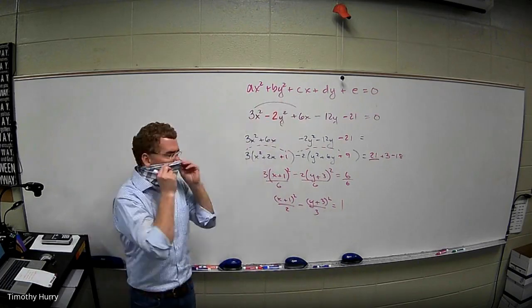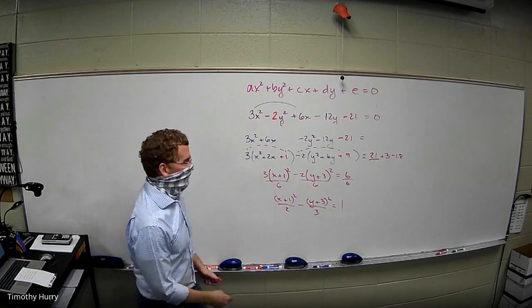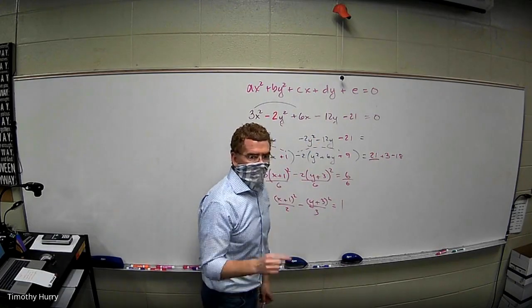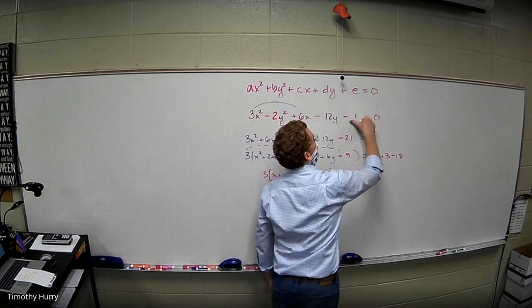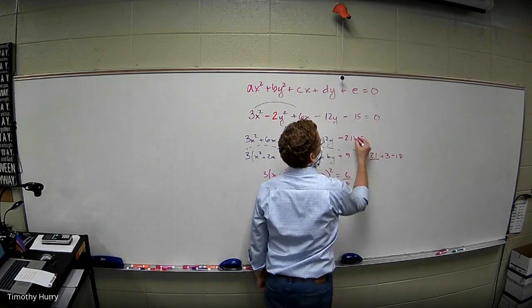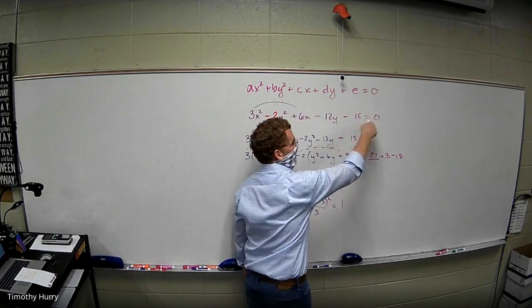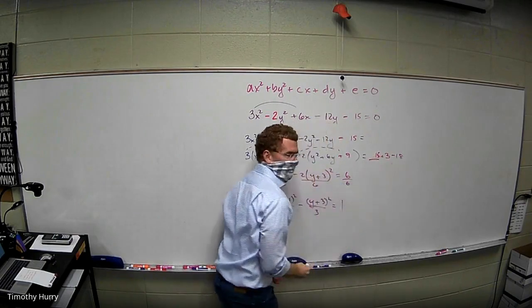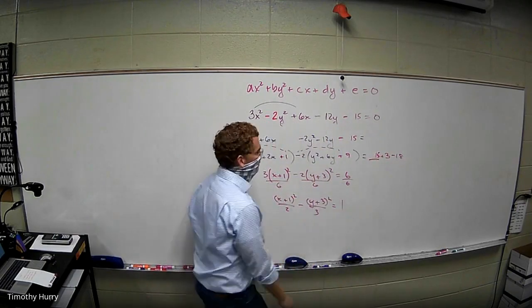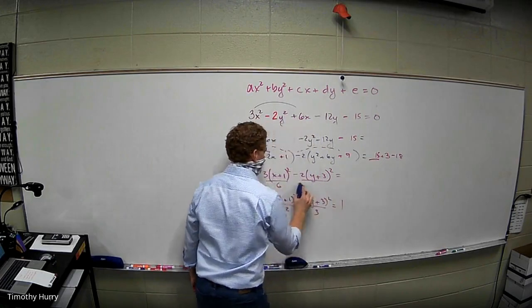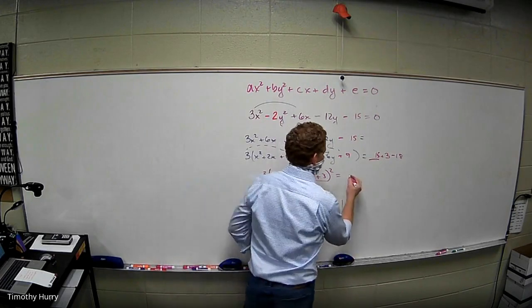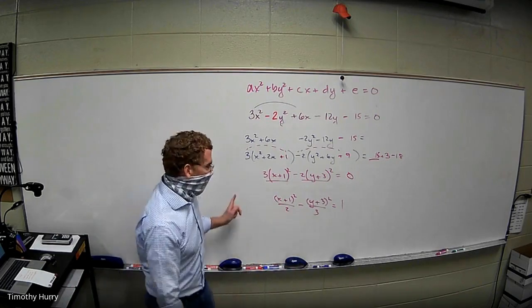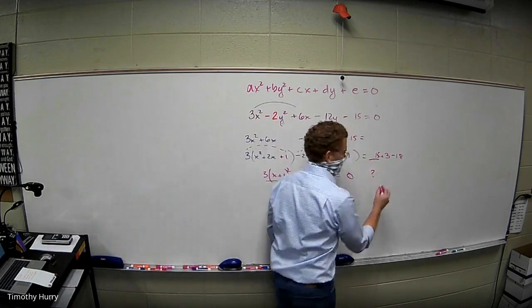However, what would have happened if instead of having a -21 up at the top, that had been -15? Then you would have added a positive 15. And what would have happened here? 0. And if I get a 0 there on the right, I can't divide through by a 0. That gives me undefined. What does this mean?